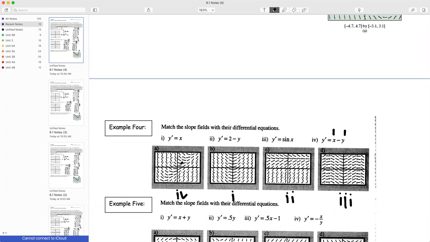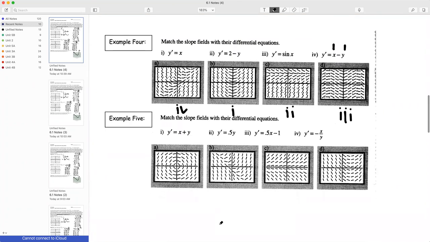Okay, so look at the next one and see if you can match up the 4 differential equations with the slope field. Take like 2 minutes to do that, and then we will check them.